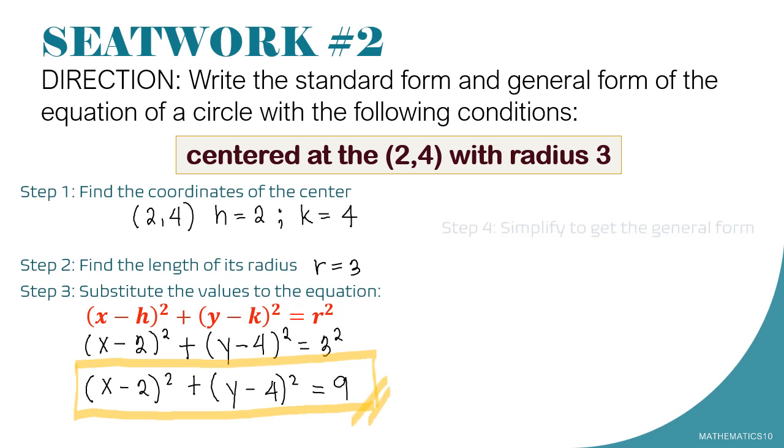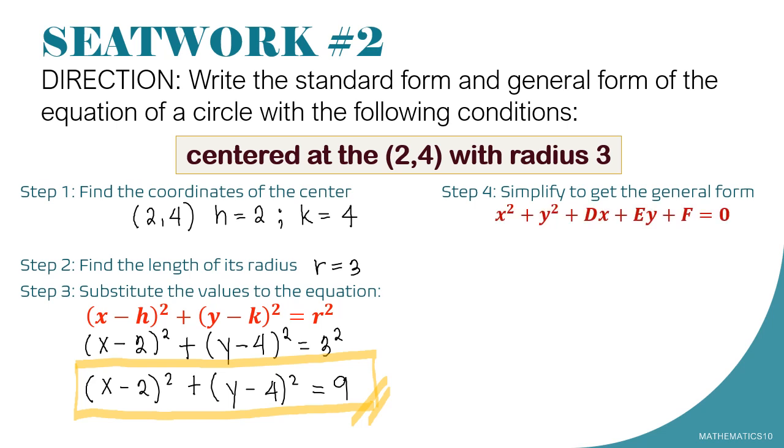Okay, so moving on to our step number 4. So we just simply copy or rewrite our general form so that you will be guided of all the things that you're going to do. So here I'm going to use the formula that I presented to you a while ago, the D, E, F. So let us simply substitute. So here we do have our h and k already, so we may have the solution.